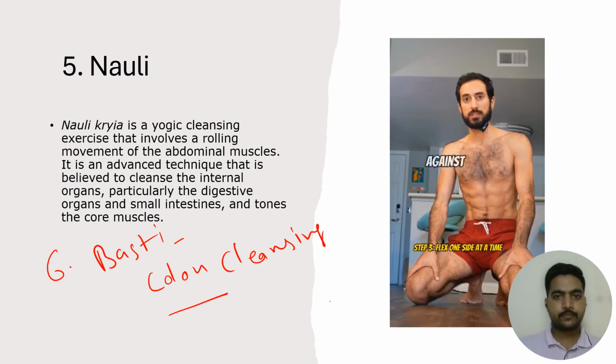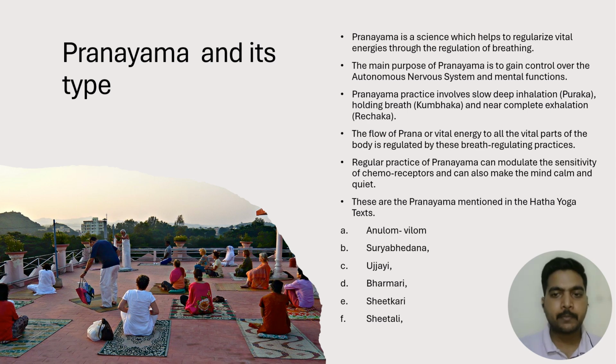Next is pranayama and its types. We already discussed in the previous video what pranayama is. Pranayama is known as the breathing exercise, and the word prana means the vital energy. It is a science which helps to regularize the vital energy through the regulation of breathing. The main purpose is to gain control over the autonomic nervous system and mental function. This point is very important.